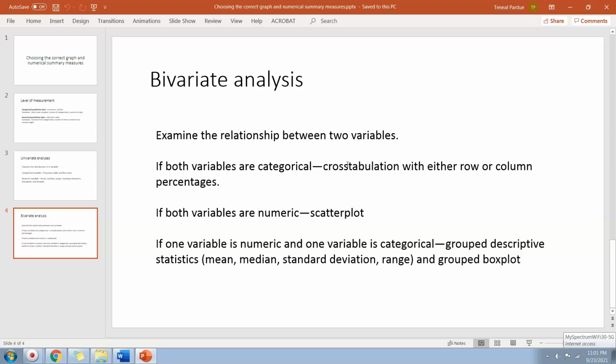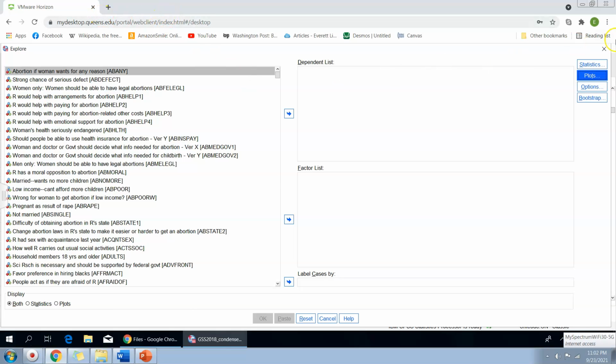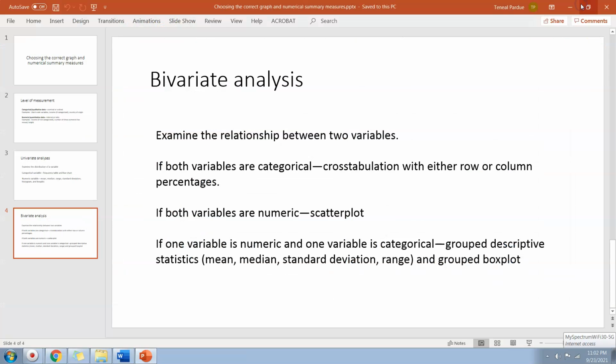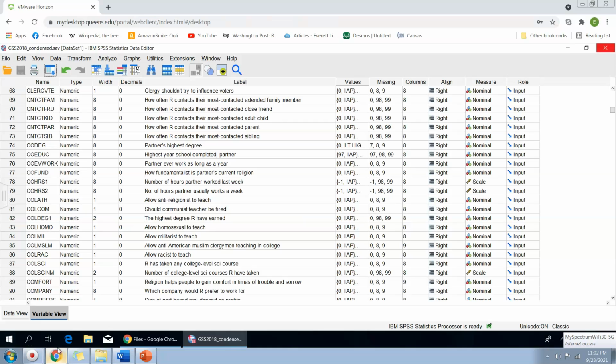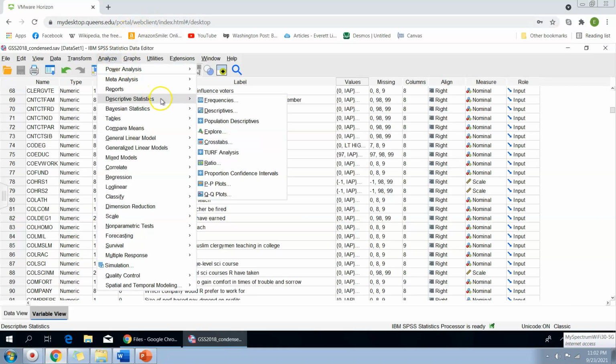For the bivariate analysis, that looks at the relationship between two variables. If you're looking at the relationship between two variables that are both categorical, you're going to run a cross tabulation, and you're going to use either row or column percentages. The way I want you to do that, well, I'll come back to that in just a minute. So either row or column percentages, and that is going to be under Analyze, Descriptive Statistics, Crosstabs.